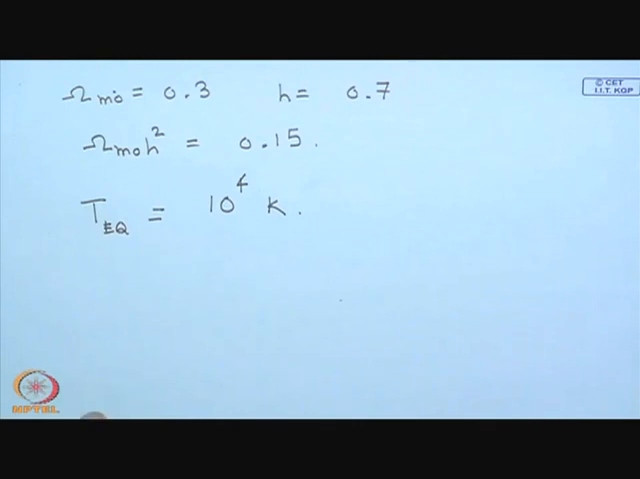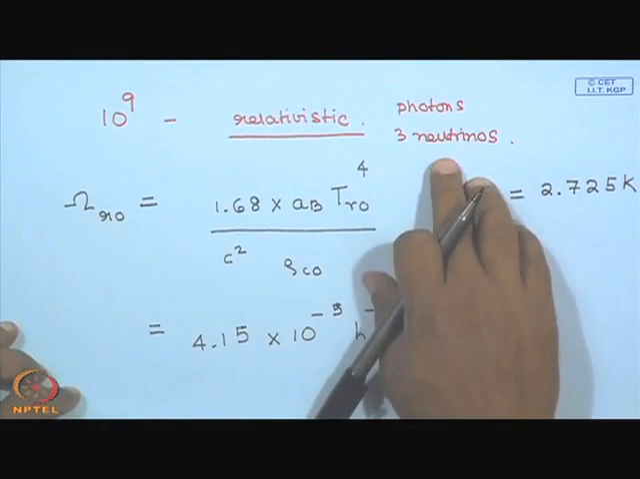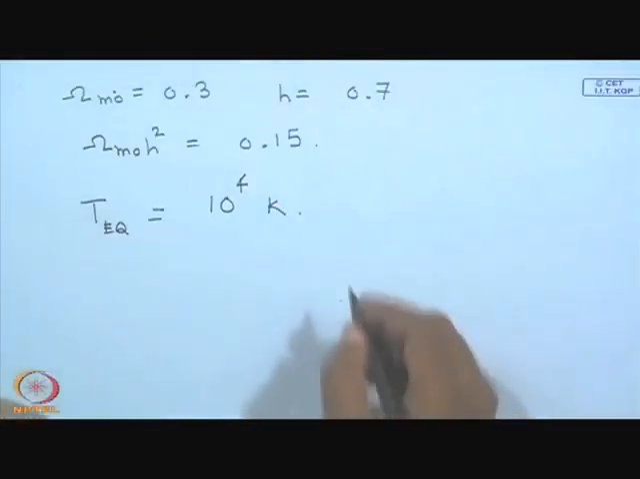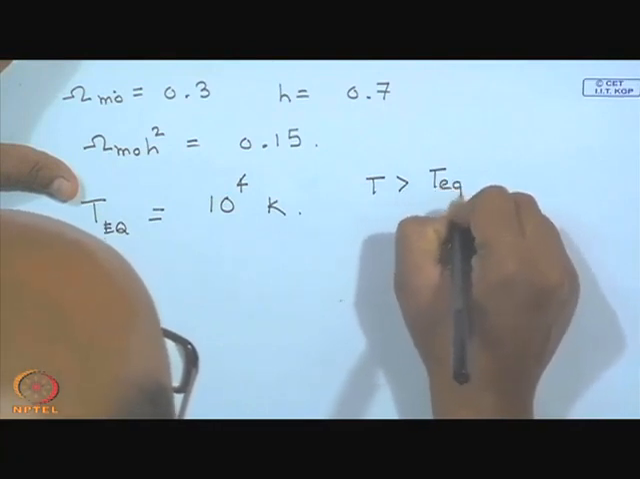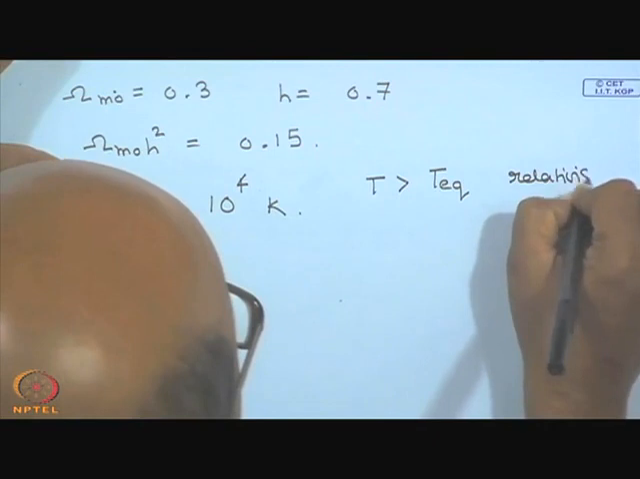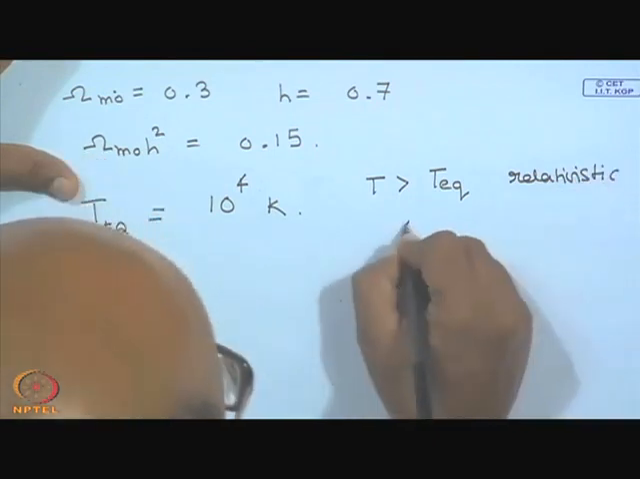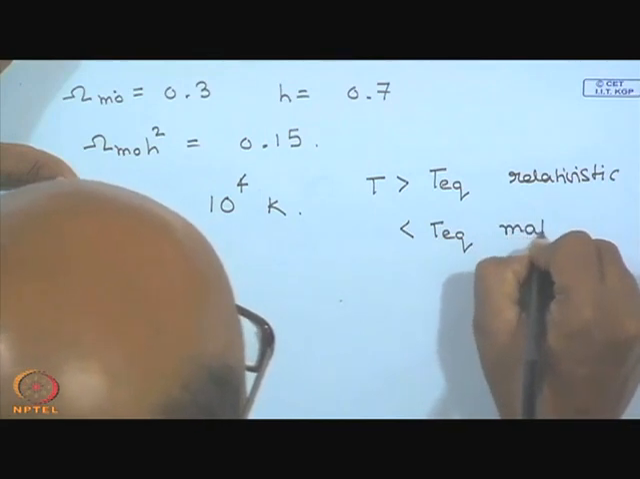So, in the range 10 to the power 4 to 10 to the power 9 Kelvin, the universe is actually dominated by these relativistic particles. So, T greater than T equality, the universe is dominated by relativistic particles, and less than T equality, it is dominated by the non-relativistic matter.